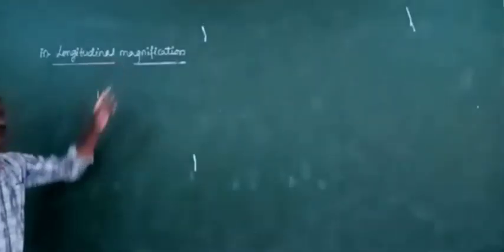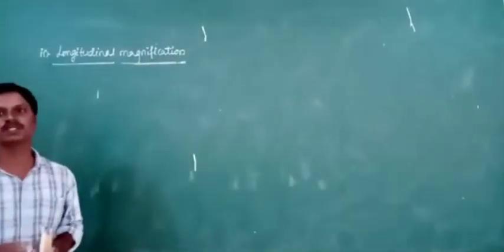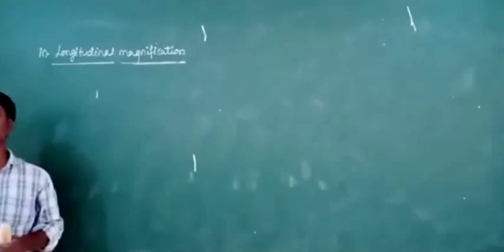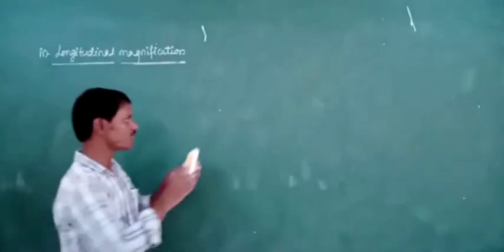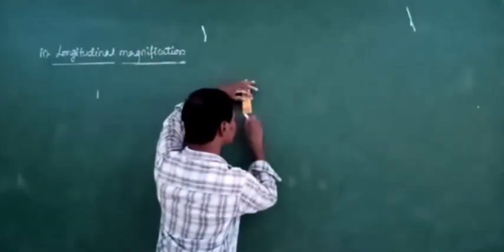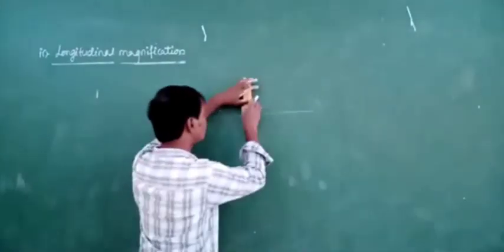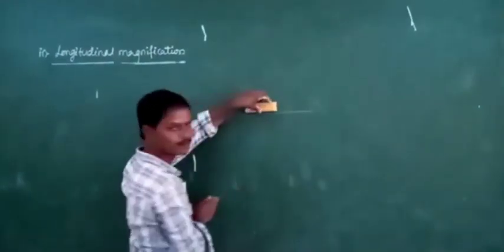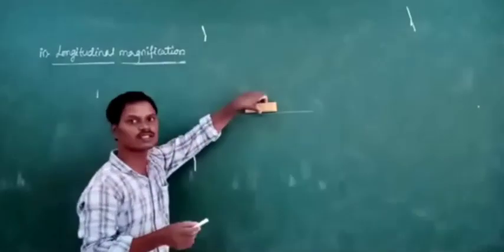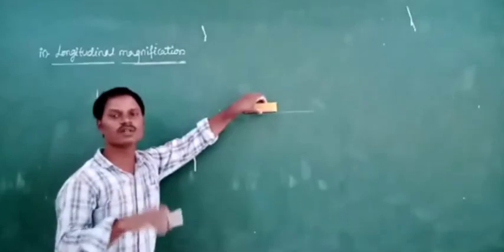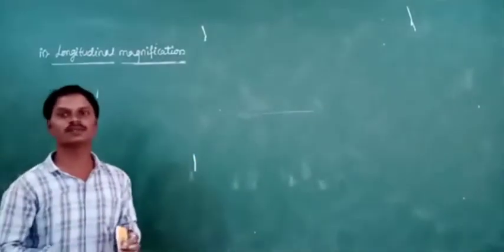Now the second one, longitudinal magnification. What is transverse magnification? Transverse magnification is the ratio of height of the image to the height of the object. In this transverse magnification, we place the object normal to the principal axis. If the object is placed along the principal axis, we will get which magnification? Longitudinal magnification. Then what is longitudinal magnification? It is the ratio of length of the image to the length of the object.